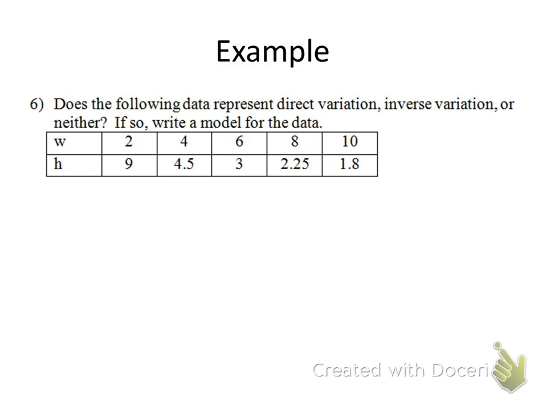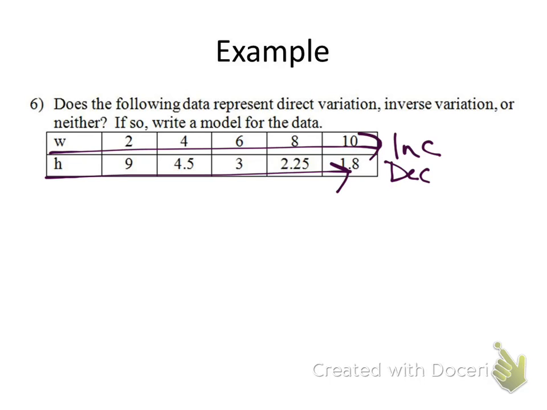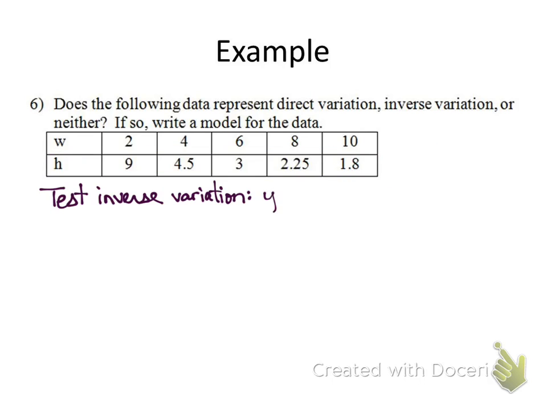As you're reading W, left to right, we're realizing W is increasing. But as we read left to right, H is going down, so it's decreasing. The only way we can get some sort of relationship is by testing inverse variation. So we're going to test some points to figure out, will we get some sort of constant of variation?